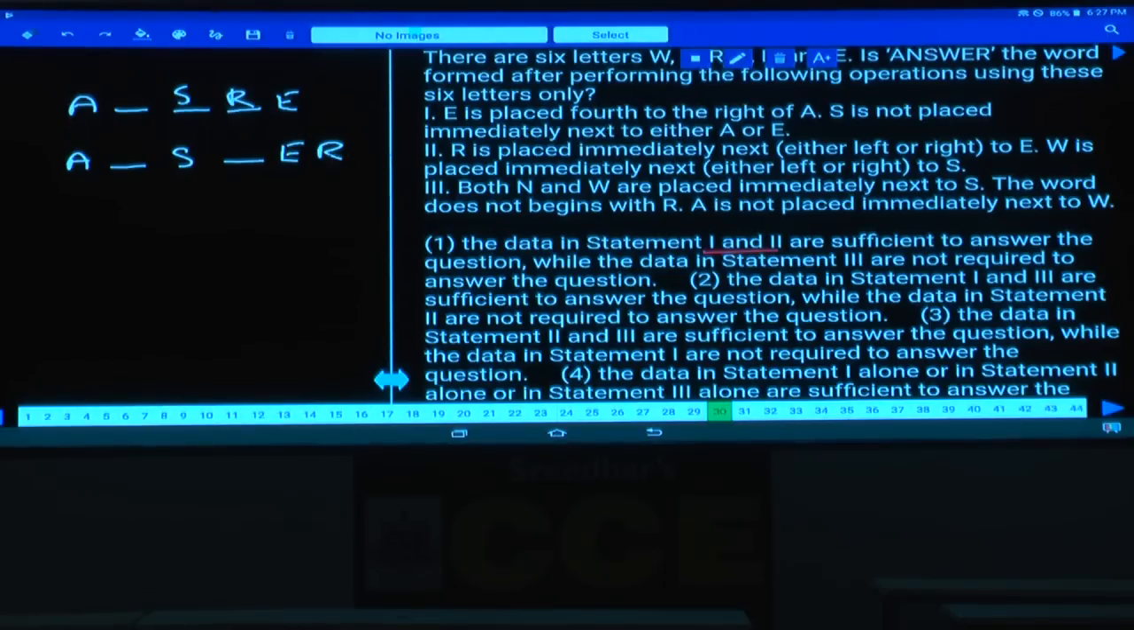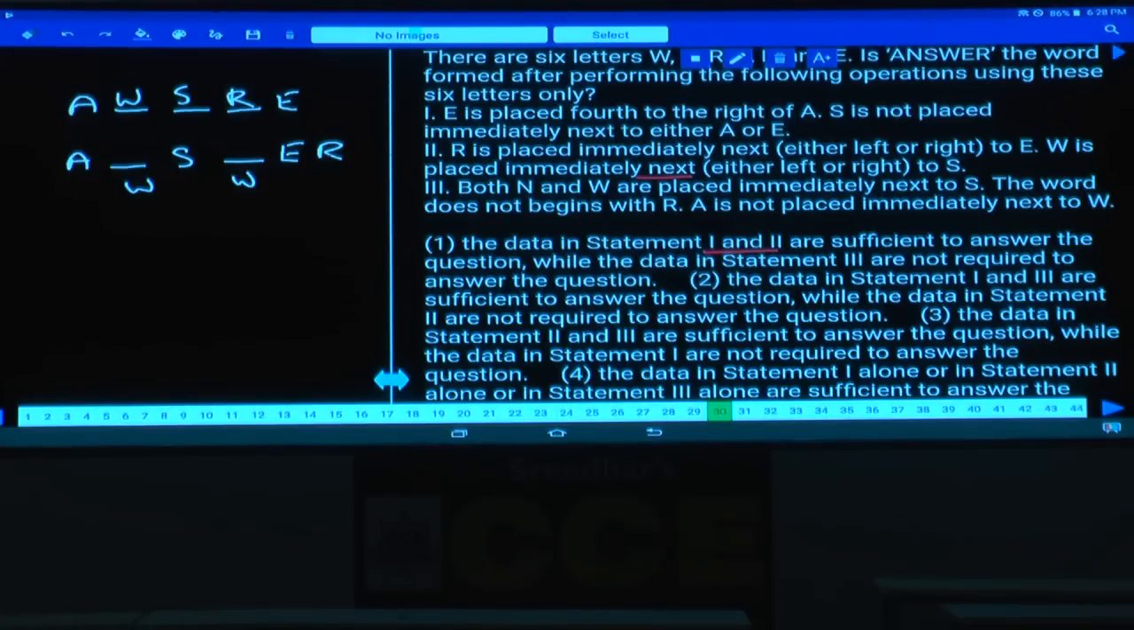And R is either immediate left or immediate right. And W is placed immediately next to S. W is an immediate neighbor of S. W can be at this place. Here W can be either at this place or at this place. Are you getting any answer here? No. We are having more than one possibility.